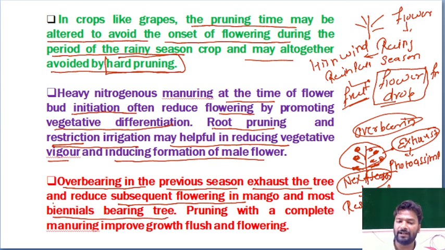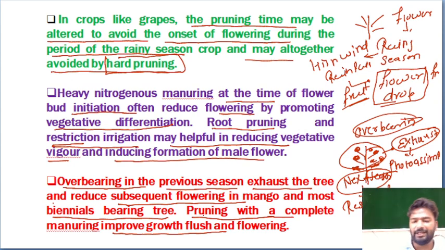If we take overbearing in one season, then it exhausts the tree's photoassimilates and reduces subsequent flowering in the trees. In this case, pruning with complete manuring improves the growth and flowering. So we need pruning and manuring every year. It promotes flowering and fruiting every year.